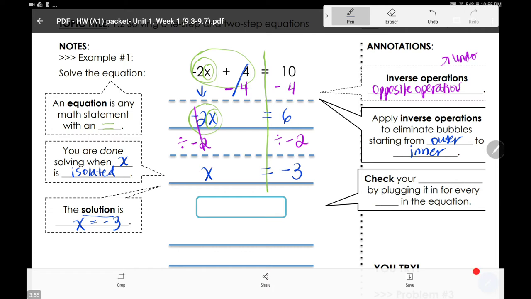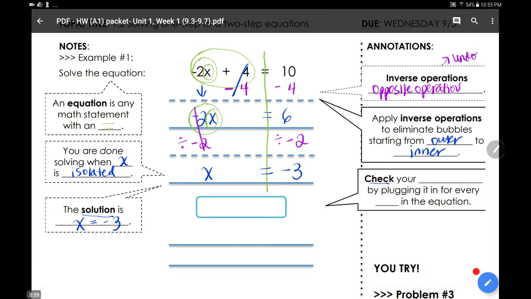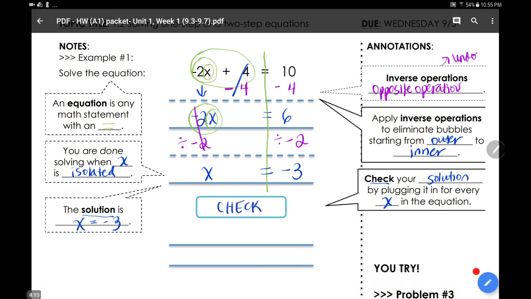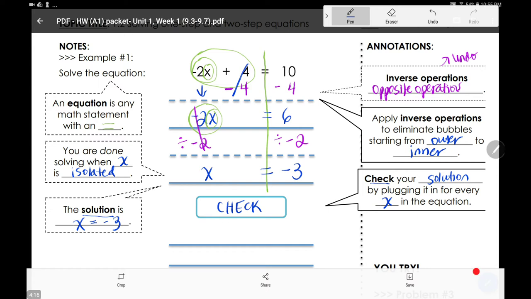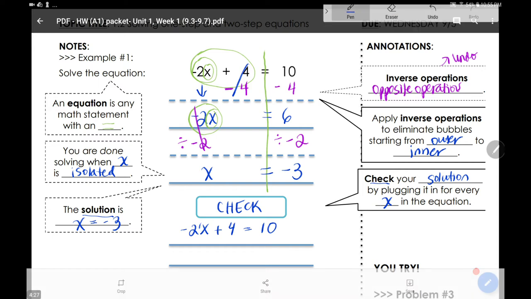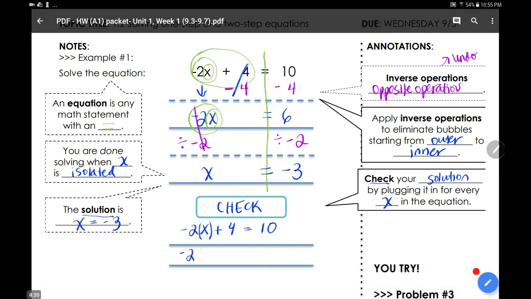Anytime and every time we solve an equation, we need to check our solution by plugging in that solution for every x, or everywhere that variable we solved for is in the equation. So this next part is to check. So to check our solution, let's first copy down the original equation. We have -2x plus 4 is equal to 10. Now I'm going to replace the x with a set of parentheses here. Let's keep -2 and then open up a set of parentheses. Plus 4 is equal to 10.